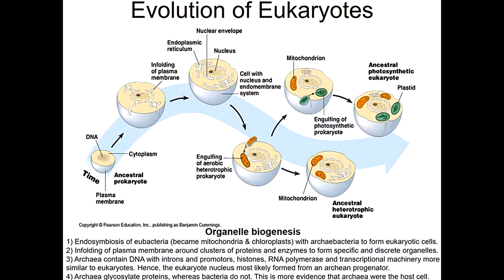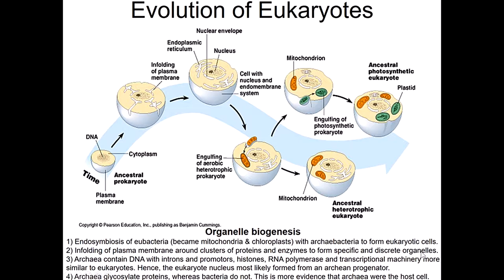So they're sometimes called extremophiles because of the temperature and different types of chemical metabolites. So then the archaean was the host, the regular bacteria invaded into, like shown here, into the archaean to form this endosymbiotic relationship. Then we also had infolding of plasma membrane from the outside around clusters of proteins and enzymes, and that gave us discrete cell organelles, which we're going to be looking at.